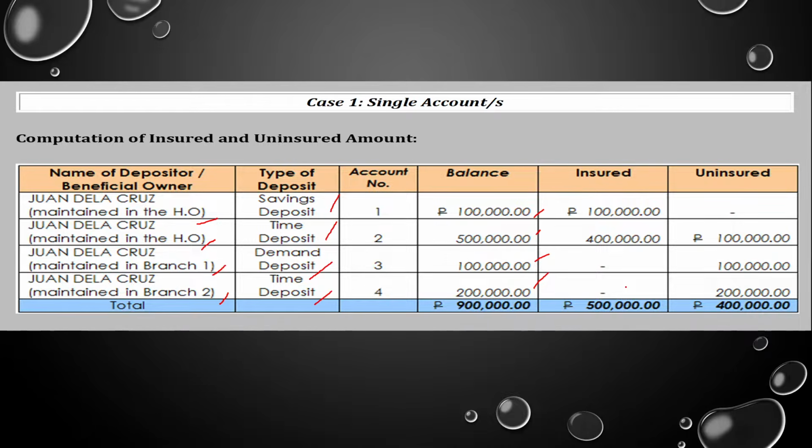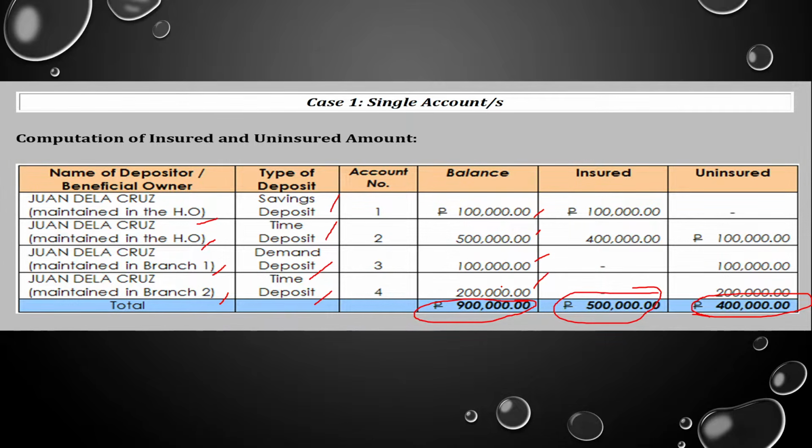Okay, so the insured amount is 500,000 pesos, whereas the uninsured amount is 400,000 pesos. Okay, so all the four deposit accounts, that is account numbers 1, 2, 3, and 4, are owned by the same person, Juan de la Cruz, and maintained in the same bank head office and all its branches. So therefore, the balance of the accounts will be added together. So yung balance niya will be added together. So ito siya, 900,000. They will be added together as they are maintained in the same right and capacity. So regardless of account type and banking unit branch.